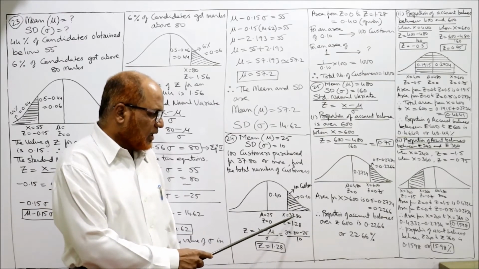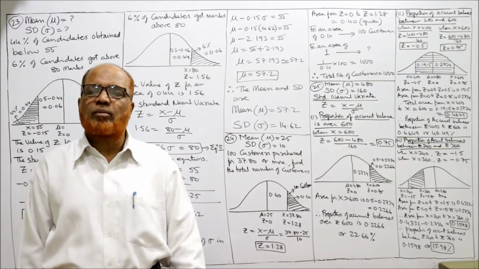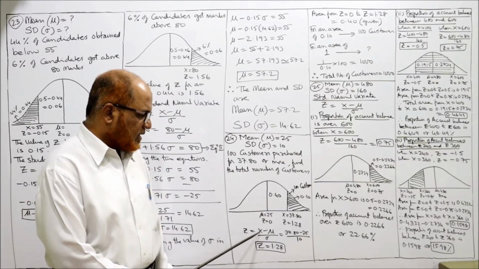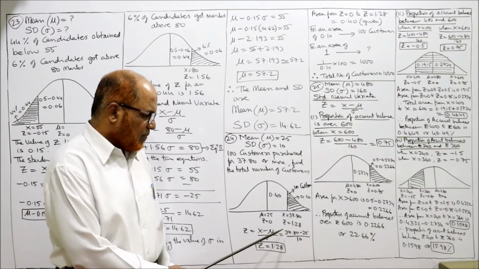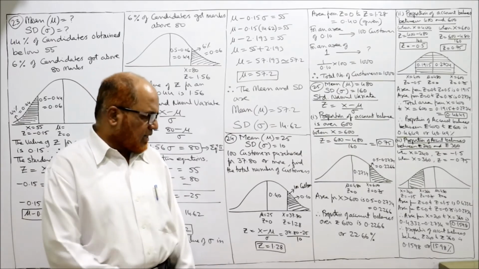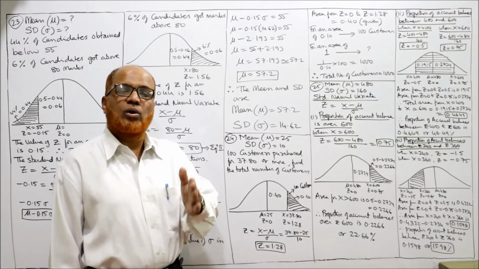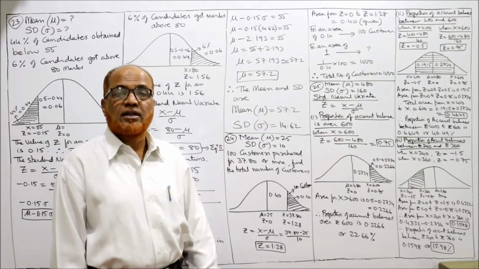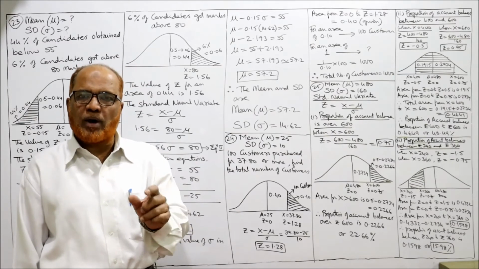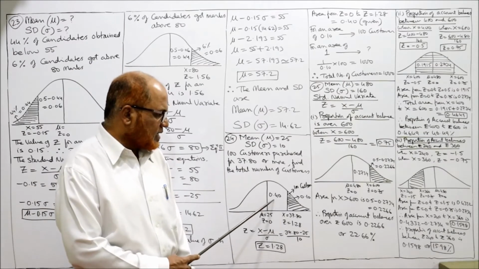Now when x is equal to 37.8, what is the value of z? Apply the standard normal variate formula: z is equal to x minus mu by sigma. So z is equal to 37.8 minus 25 by 10. Substitute, and the z value comes to 1.28. Now we need the area from z equal to 0 to z equal to 1.28. It is given in the problem itself: 0.4 is the area from z equal to 0 to z equal to 1.28. So this area is 0.4.